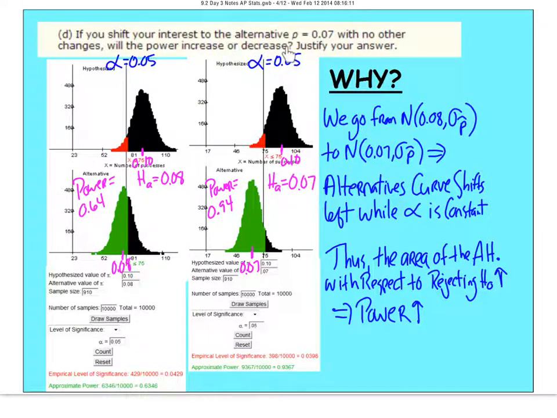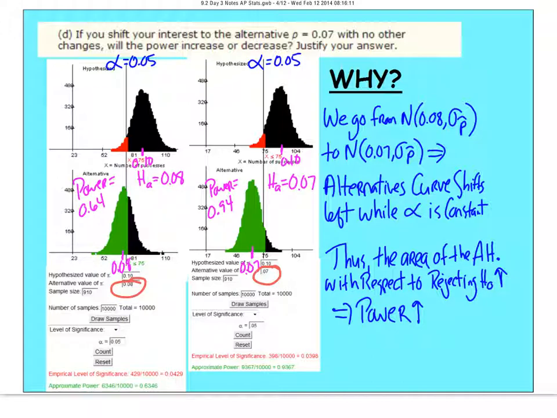Part D here, you shift your interest to the alternative of 0.07 with no other changes. Will this increase or decrease power? Now remember, we thought the alternative was 0.08, but now we think it's 0.07. So if you look at the graph, again, here's our 10%, this is 8%. Well, we think this graph should be at 7%.